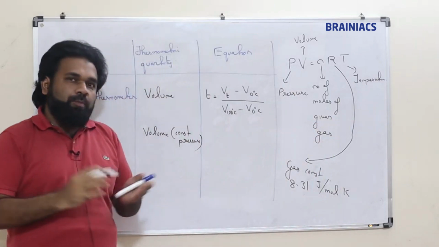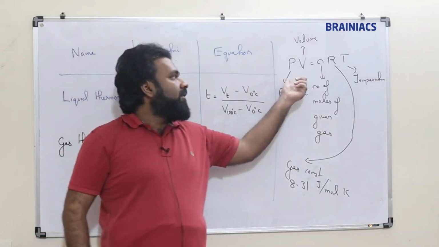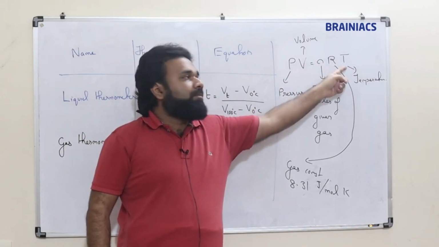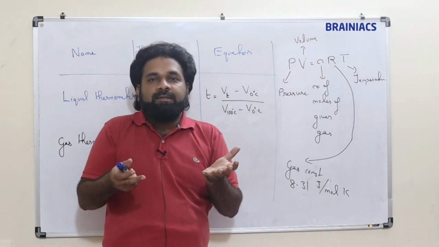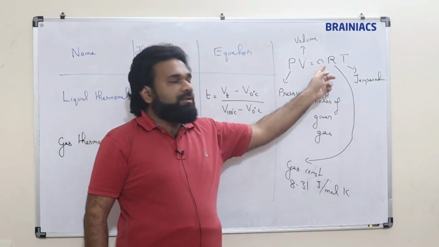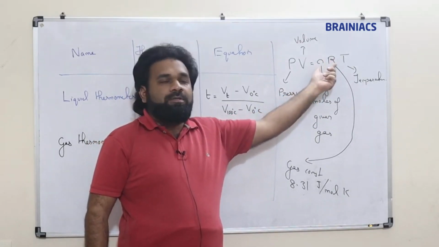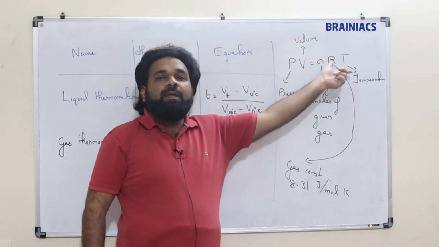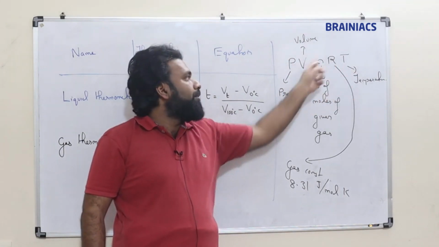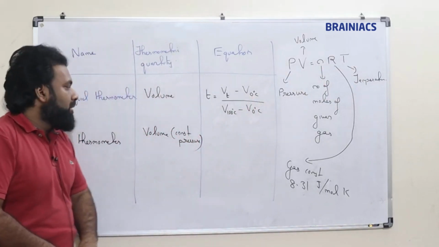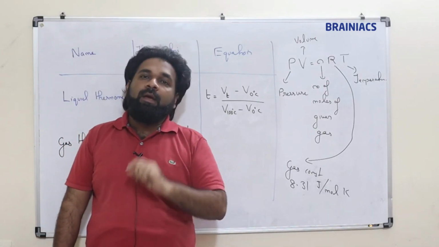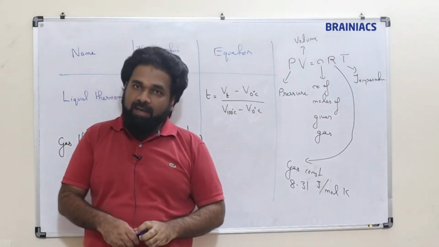All those laws putting together, we came to know that PV is equal to nRT. For a given gas, the number of moles will be constant, and the universal gas constant is anyway constant. At a constant temperature, PV will be constant. At a constant pressure, V by T will be constant. At a constant volume, P by T will be constant. Clear? So whenever we get a gas, there are two situations, either at a constant volume or at a constant pressure.